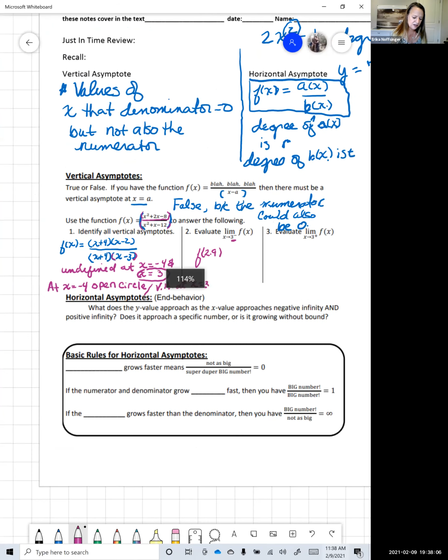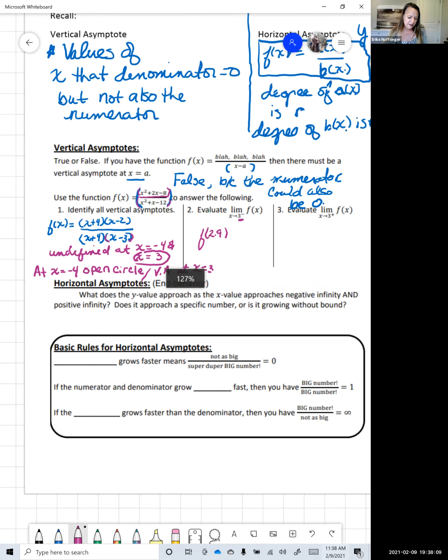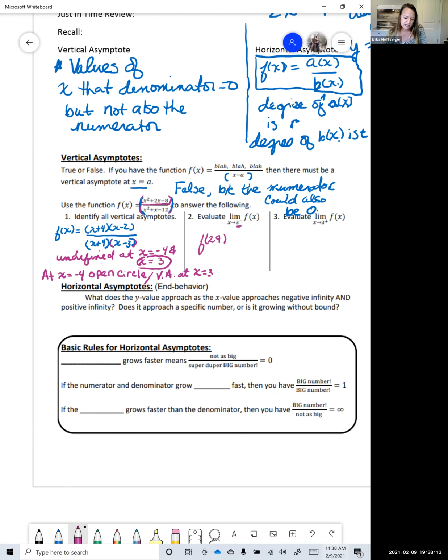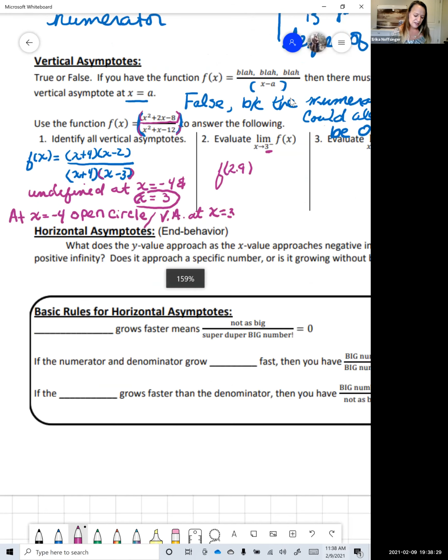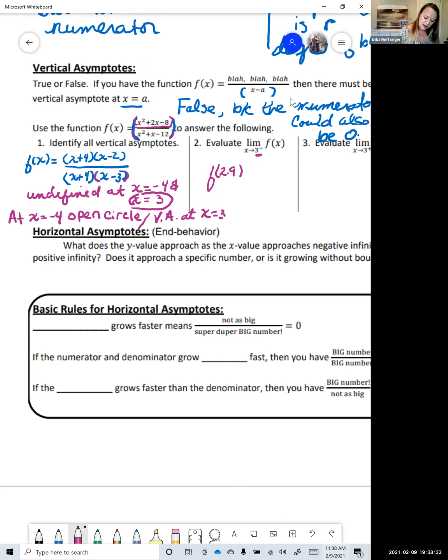Okay, so horizontal asymptotes are the end behaviors of a graph. What does the y value approach as x approaches negative infinity and positive infinity? Does it approach a specific number, or is it growing without bounds? Like I told you, there are 3 different cases. If the denominator, the one with the higher degree, grows faster than the numerator, then the horizontal asymptote goes to 0. I'm sorry, I just said vertical asymptote, I meant horizontal asymptote.